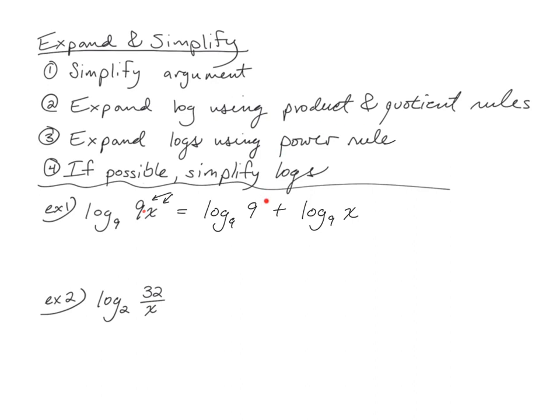Well, I don't see any exponents here on the 9 or the x, so we don't have a power rule yet. And then, if possible, simplify these logs. Well, log base 9 of x, normally, if a base is numeric and the argument has a variable, we won't be simplifying this. However, if both the base and the argument are numeric, then we will have to simplify it if it can be simplified still.